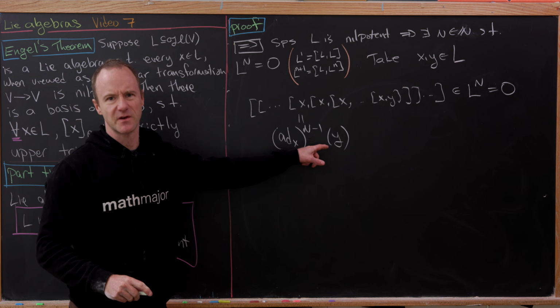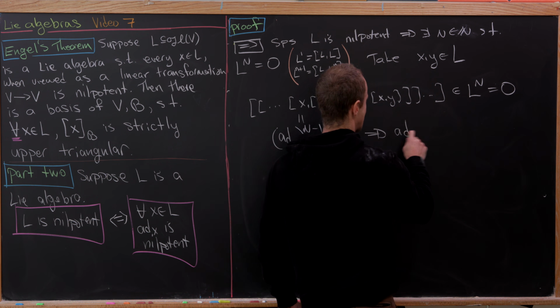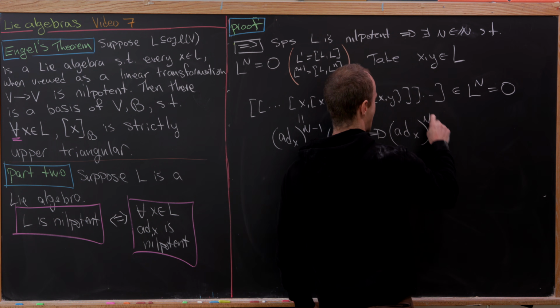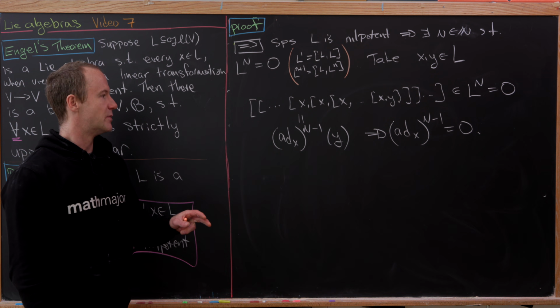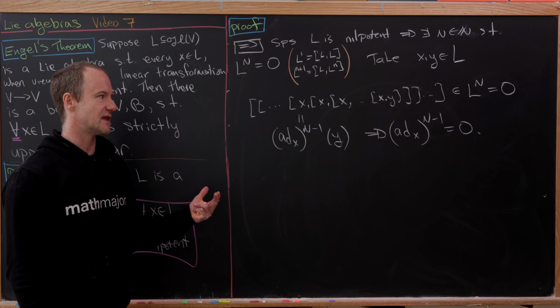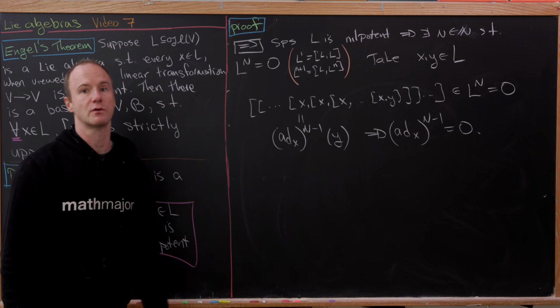But this happens for any y for sure. Since this happens for any y, that means the adjoint action of x to the n minus 1 power is the 0 map. But that being the 0 map means that it's nilpotent, which is what we needed over here. Okay, let's do the reverse direction.